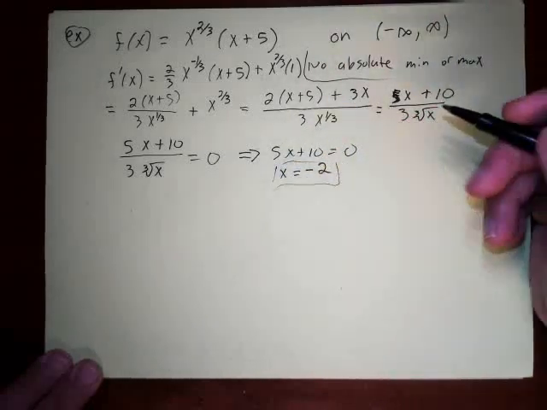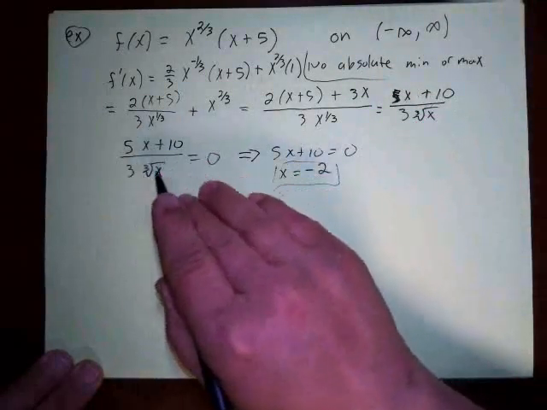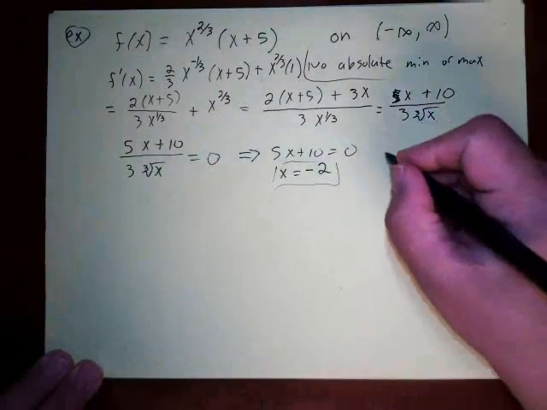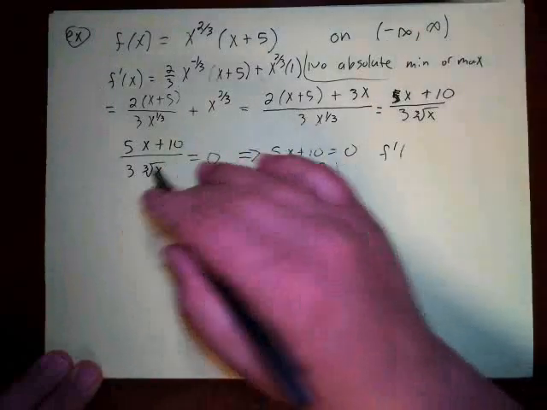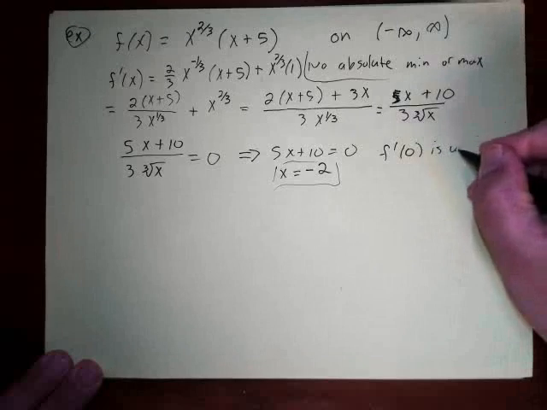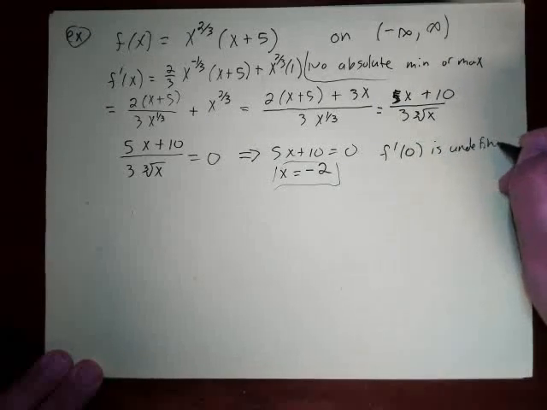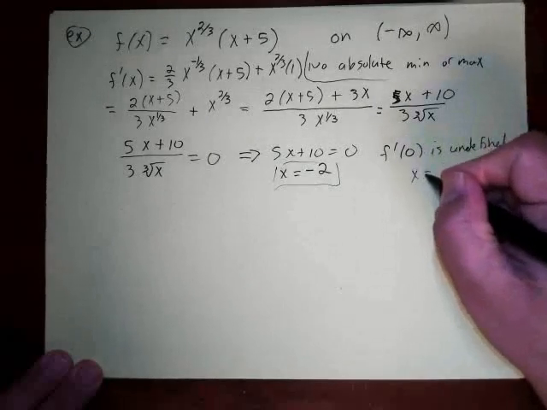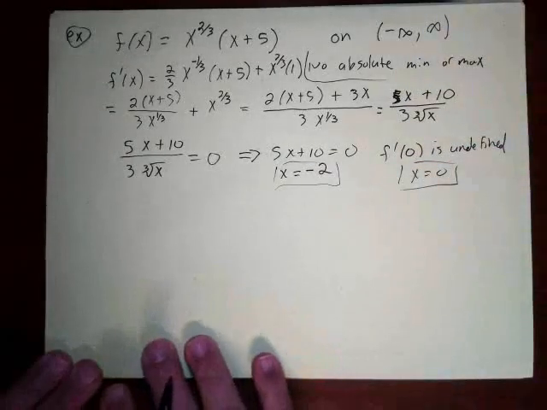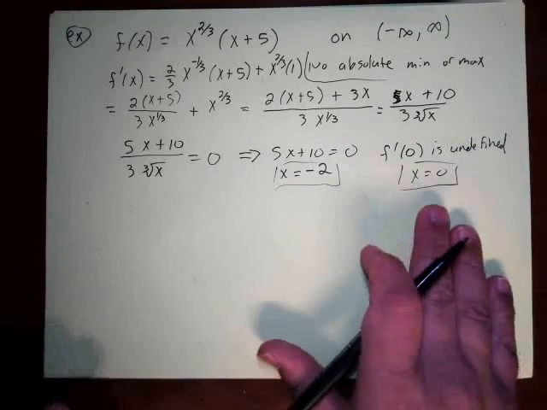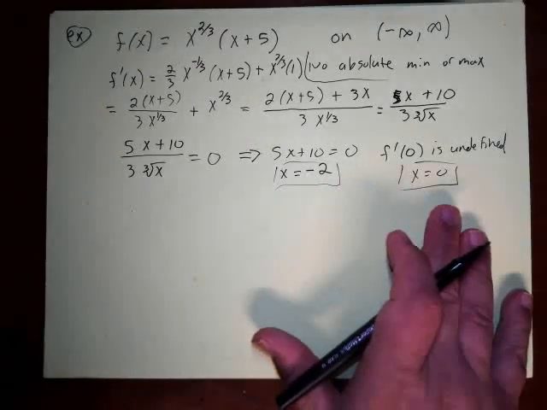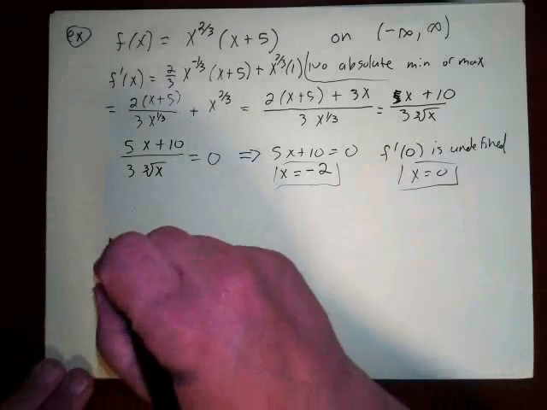Now you also have critical points when the derivative is undefined. In this case, if x is equal to 0, the derivative will be undefined. So f prime of 0 is undefined, and so x equals 0 is another critical point. The critical points are when the derivative is equal to 0 or when it's undefined. These look like the only two critical points of my function, so I'm going to set up my table.